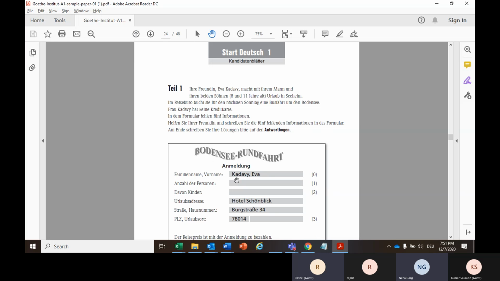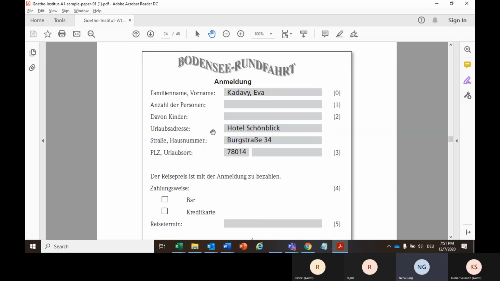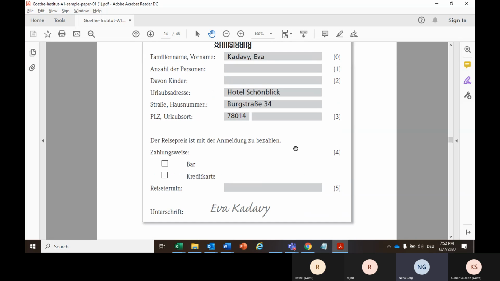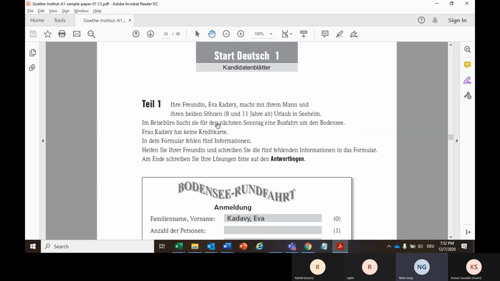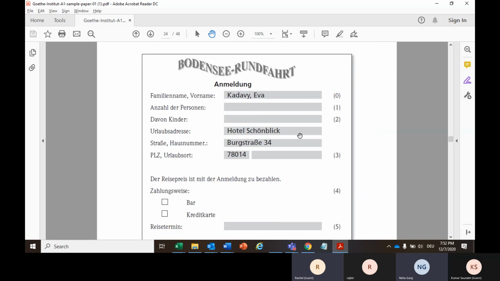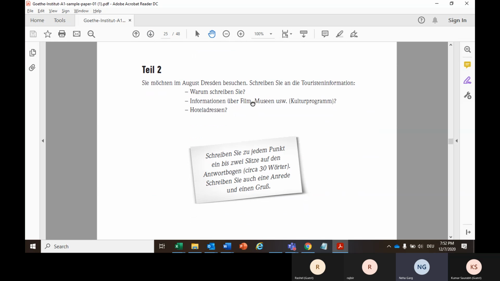Now, talking about Teil 1, there will be some information given in this paragraph, and on the basis of that you have to fill in this form basically. All the information which you need to fill in here, you can find it here. So just read it and fill in the information. If you talk about Teil Nummer 2, here you have to write an email.